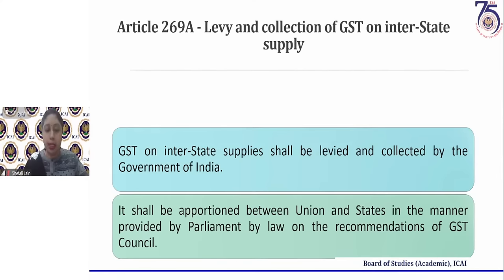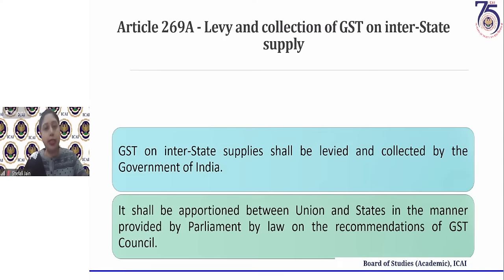When this tax has a portion of central tax as well as state tax, it has to be apportioned to both of them. Usko adha adha divide karna padega, or we have to divide it as per the portion which belongs to center and the portion which belongs to state. So how will that be done? So this article says, first, that on interstate transactions, interstate supplies, the parliament will make the laws and parliament will collect and levy the IGST.